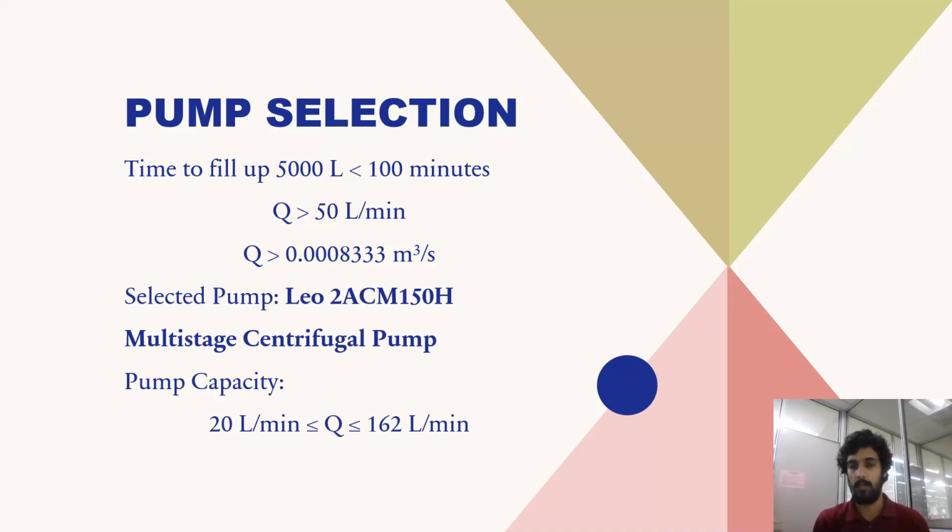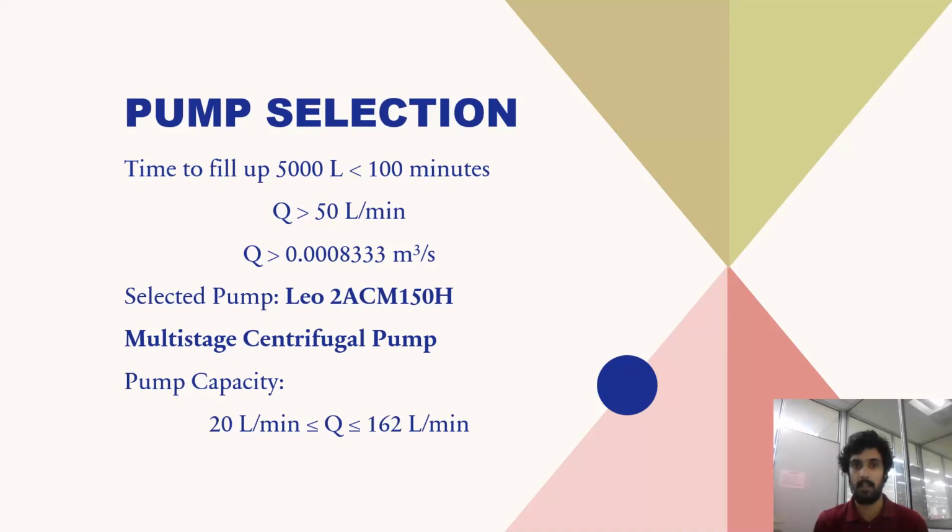So we can use this information to calculate the required pump capacity, which is 50 liters per minute or 0.000833 cubic meters per second. To be safe, we're going to operate the pump at 51 liters per minute, which is the same as 0.00085 cubic meters per second. So the pump selected for the task is a Leo2 ACM 150H.